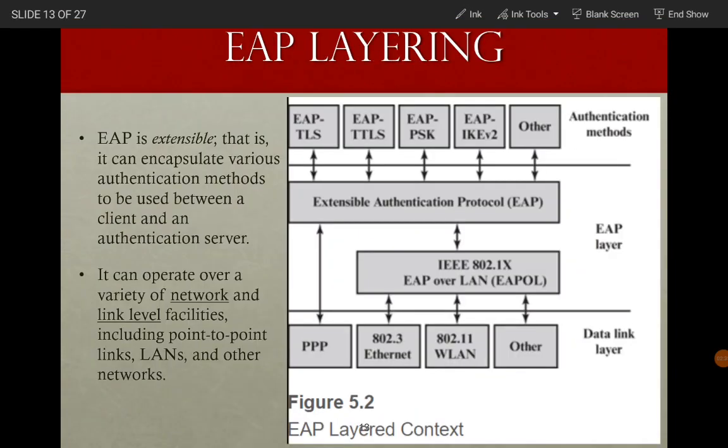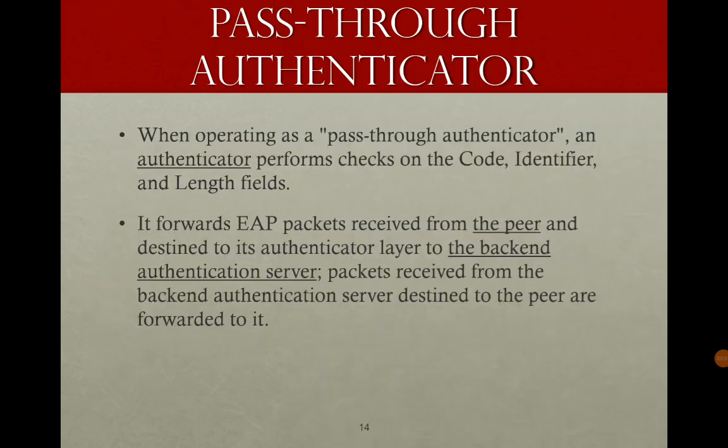EAP layering, as I told, has three layers: data link layer, EAP layer, and authentication methods. As I already told, EAP is extensible. That is, you can include various types of authentication methods between the client and the authentication server. It can operate over a variety of network and link level facilities. It includes point-to-point, LAN, and other networks.